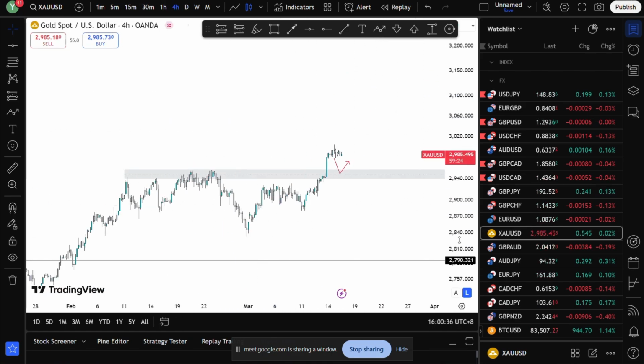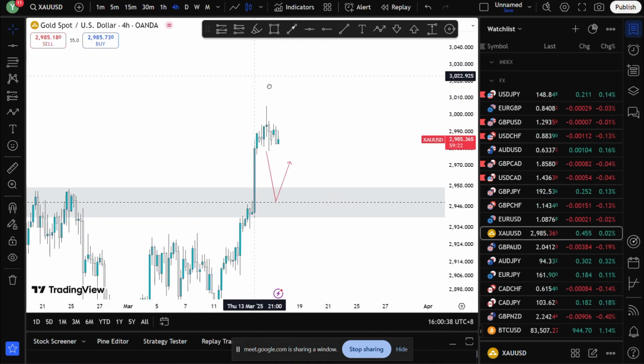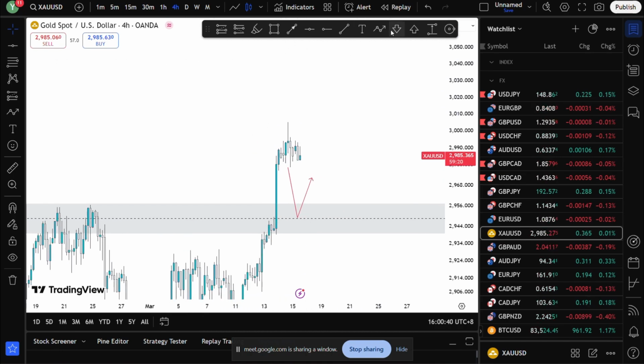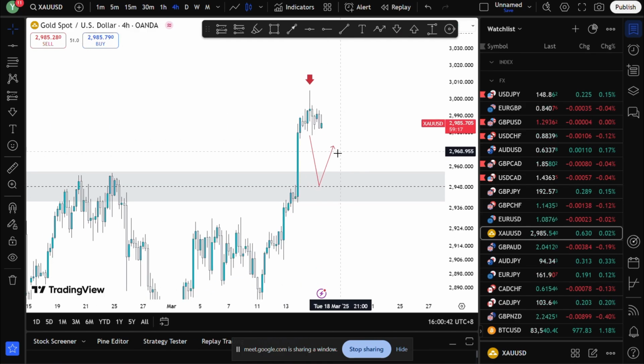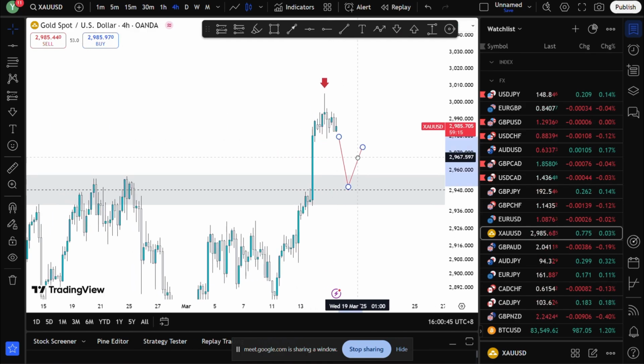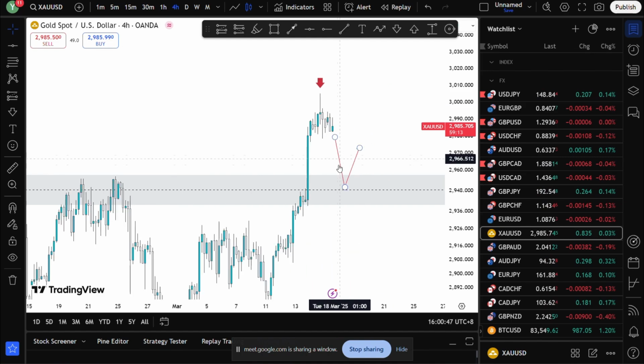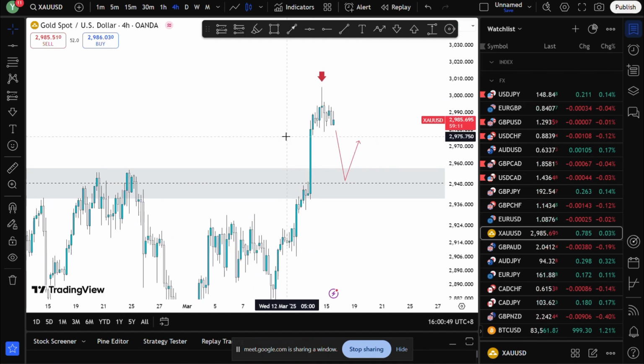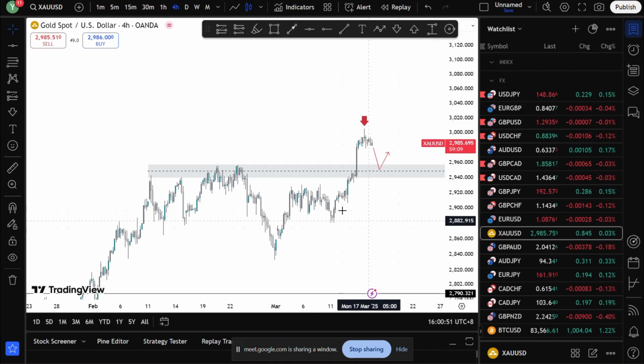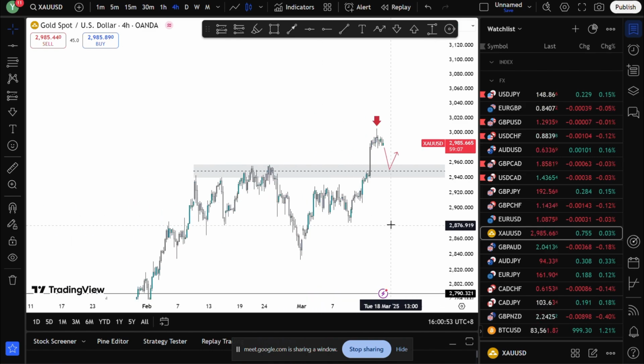Okay, and it looks like gold is trying to make a retracement over here. A very long wick candle. Okay, so gold might make a retracement to this zone over here. So I'm not sure, but I haven't been trading the gold market for a very long time already.